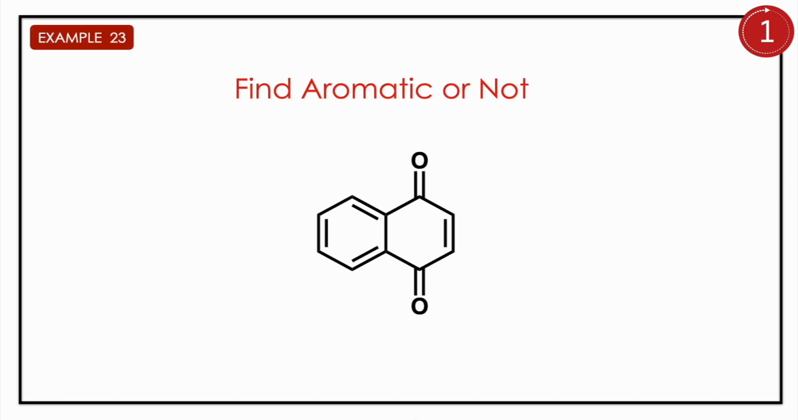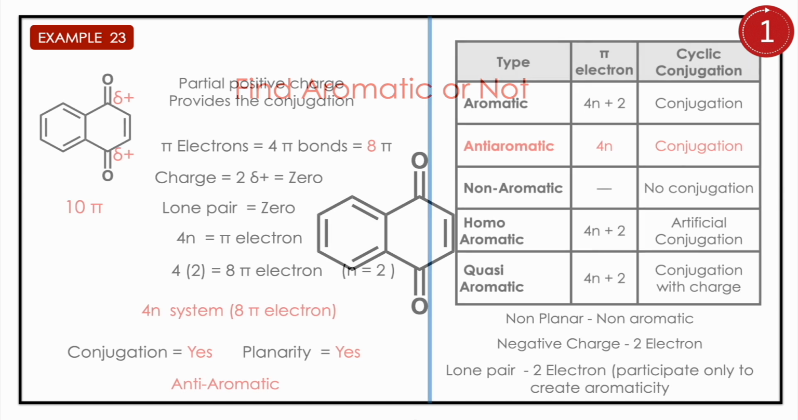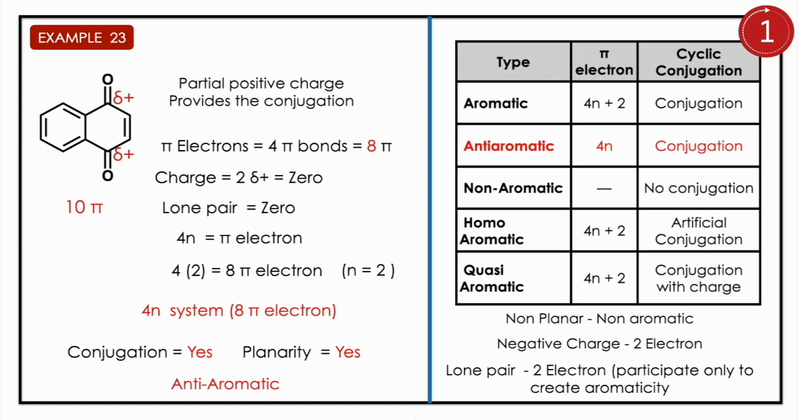Then the next example. Here you have benzene fused with cyclohexene with a 1,4-diketone. You should find whether the given compound is aromatic or not. The question is tricky. The carbon with partial positive charge can help with the conjugation. By looking at the plain side, you may commit a mistake.